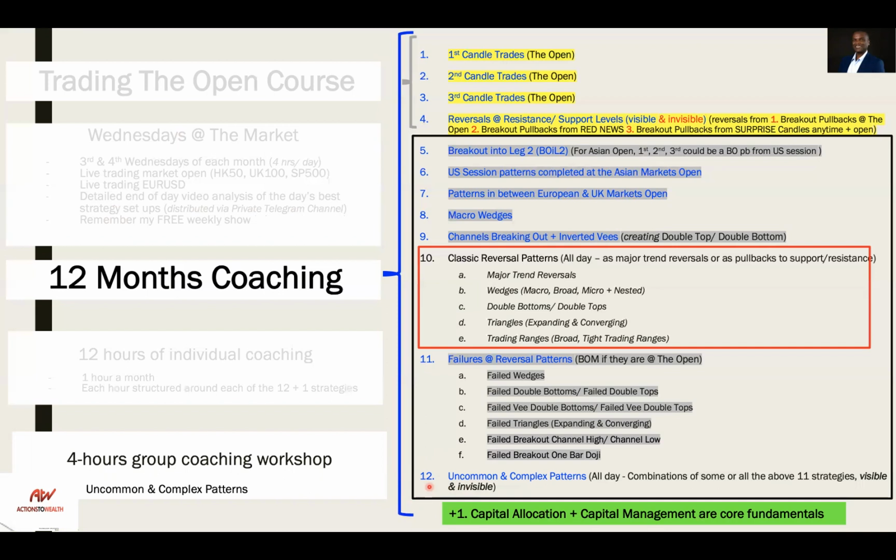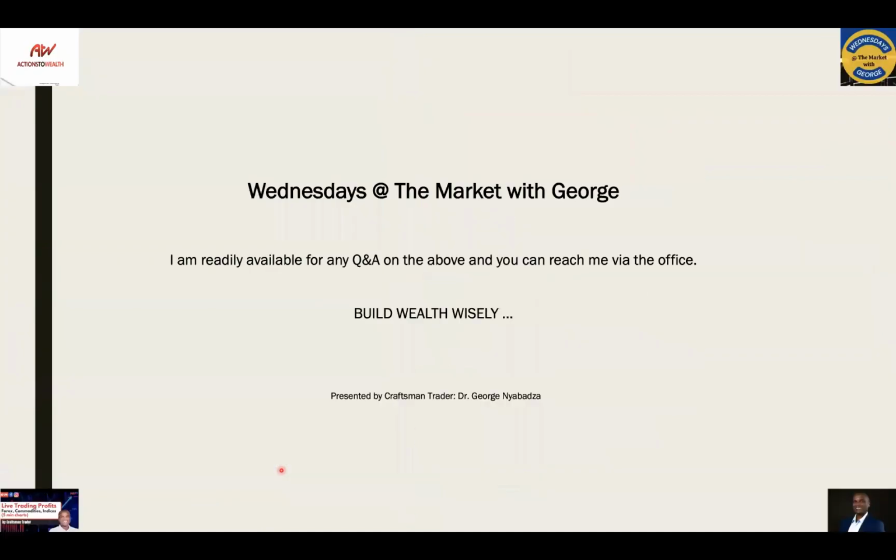Sometimes things are nice and easy, boom, you just bank your 4 or 5% in a day. And sometimes things are pretty complex, but you have to be prepared for it. That is the market that we trade. So there's a 4 hour group coaching workshop as part of the 12 months of coaching. So this is the structure of how I trade price action on the 5-minute chart.